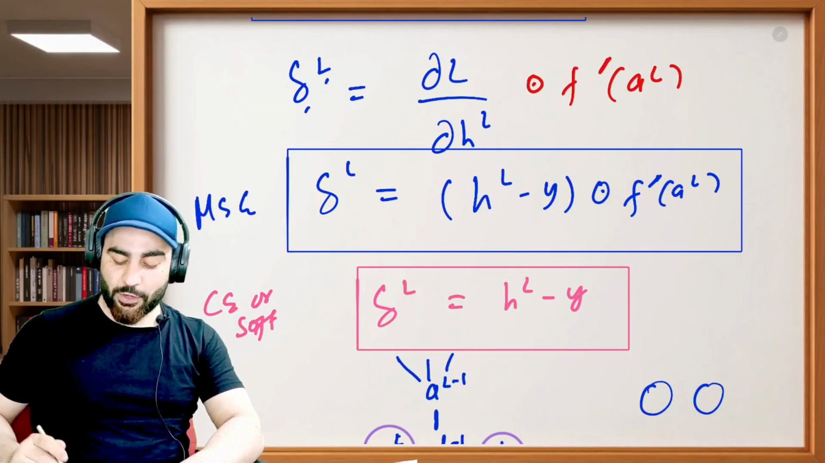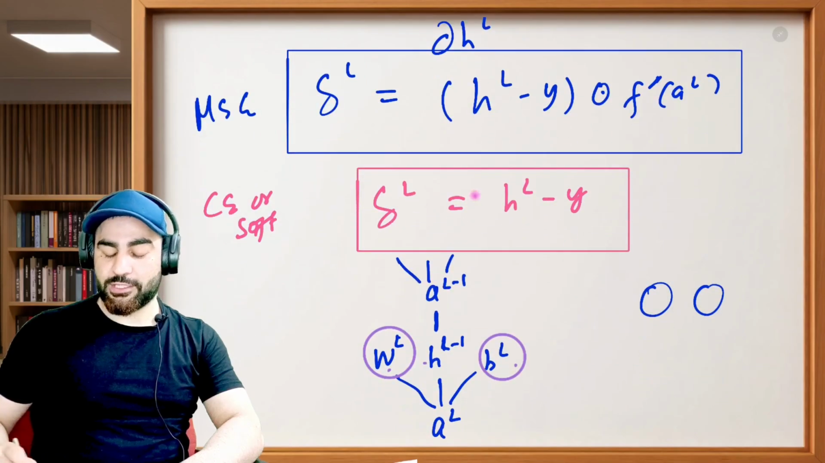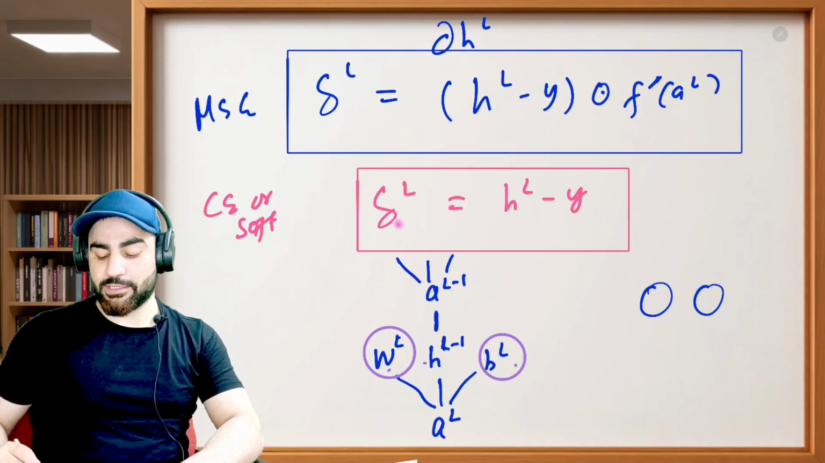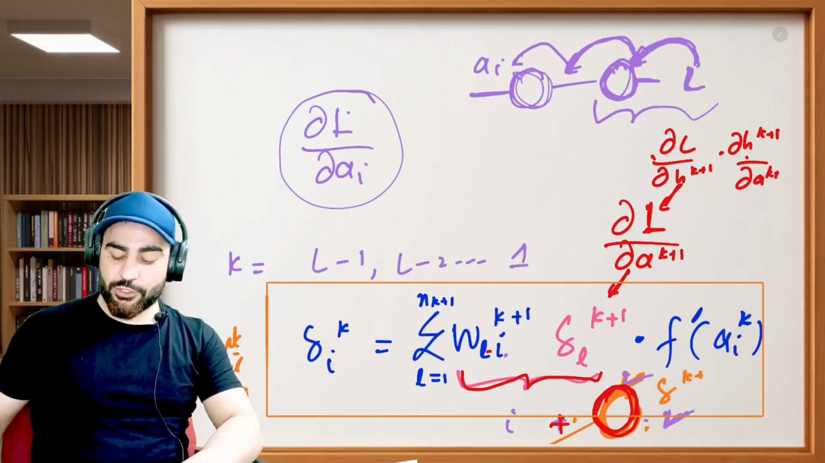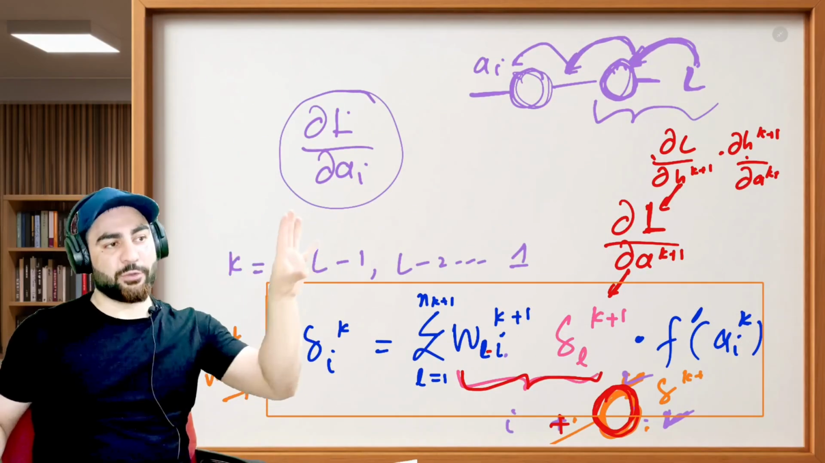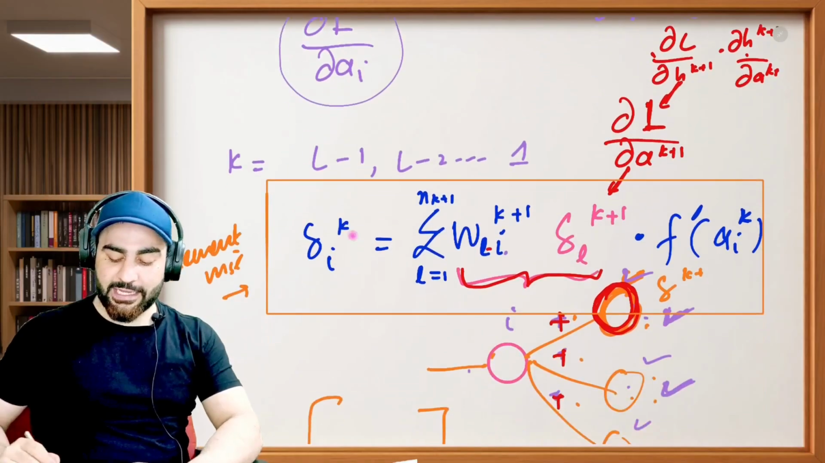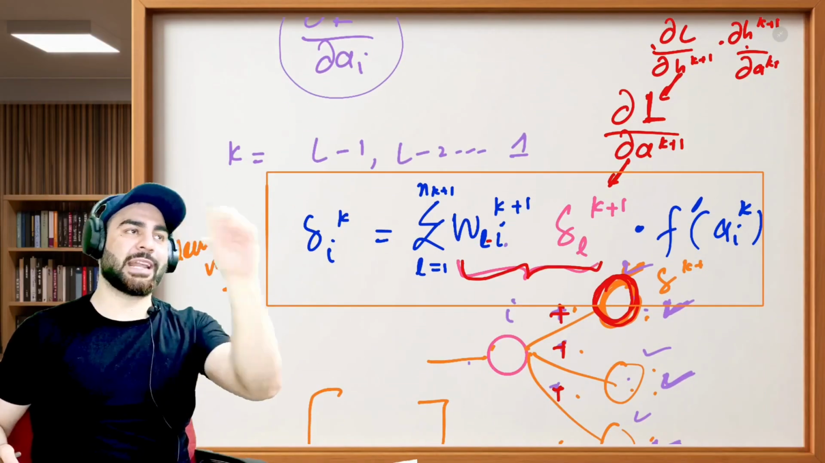So for softmax and cross entropy, you can verify that the value of delta L is equal to this. Now once you have this, you have to compute it for L minus 1, L minus 2, till the first layer. So let's name that as K, delta K. Let's compute the error at all the layers.